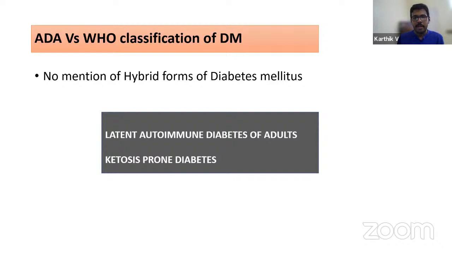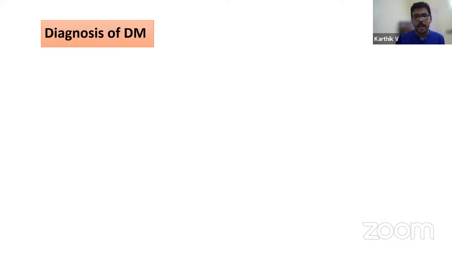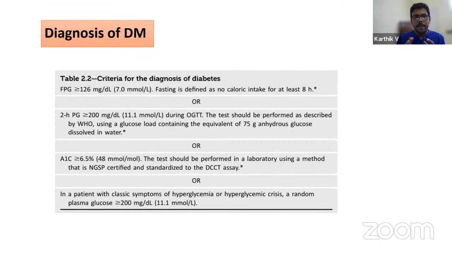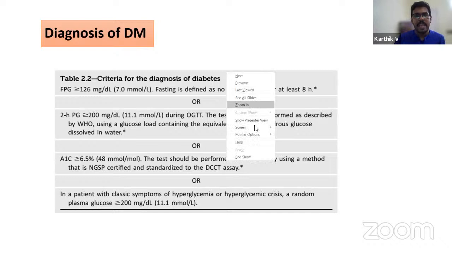Now, about the diagnosis of diabetes mellitus, no changes have been made. You have 4 criteria and the patient needs to satisfy at least one of them. You have the fasting plasma glucose criterion, which is 126 milligram per deciliter or 7 millimole per liter. And fasting has been defined as no caloric intake for at least 8 hours.